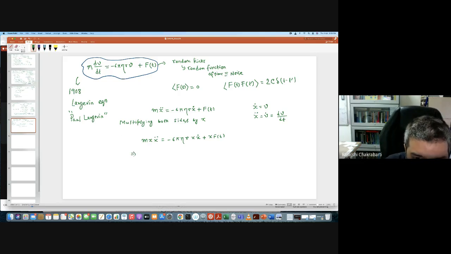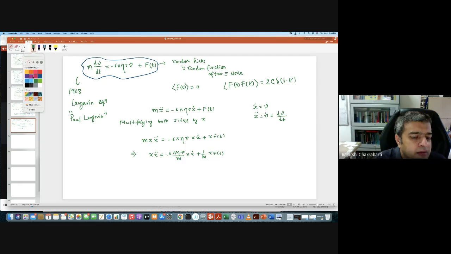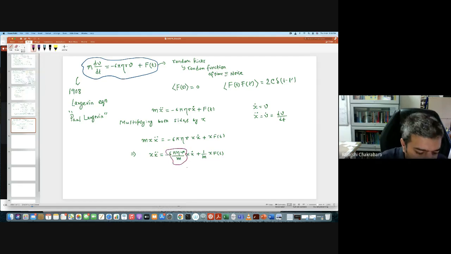I can rewrite this equation as x x double dot equals minus 6 pi eta r by m ... I can write it like this. Is it clear that I can write it like this? Yes. And let us name this part, 6 pi eta r divided by m. Let me call it something like gamma.